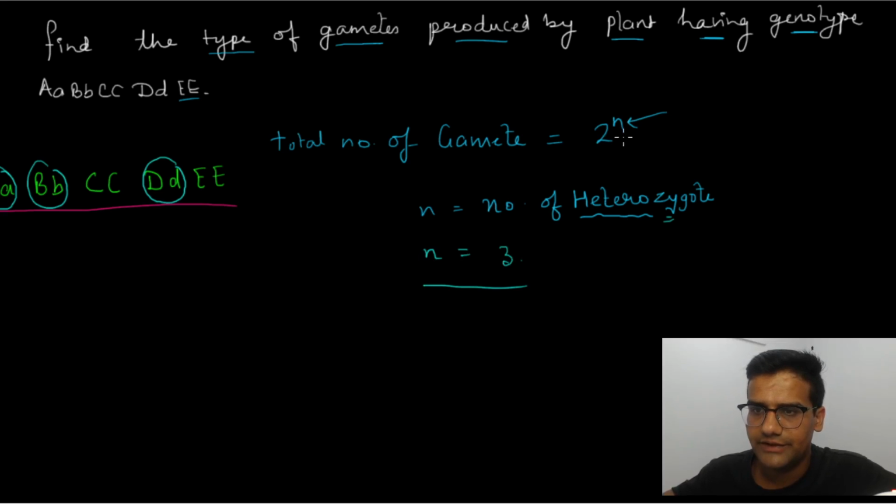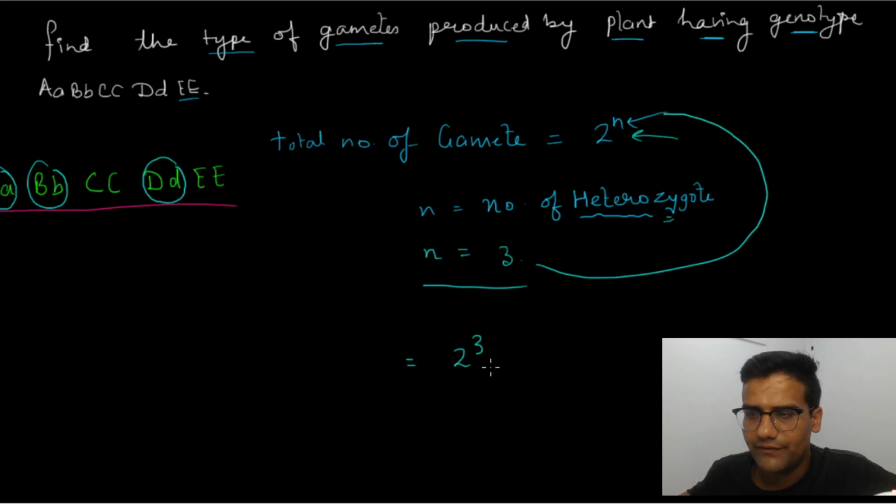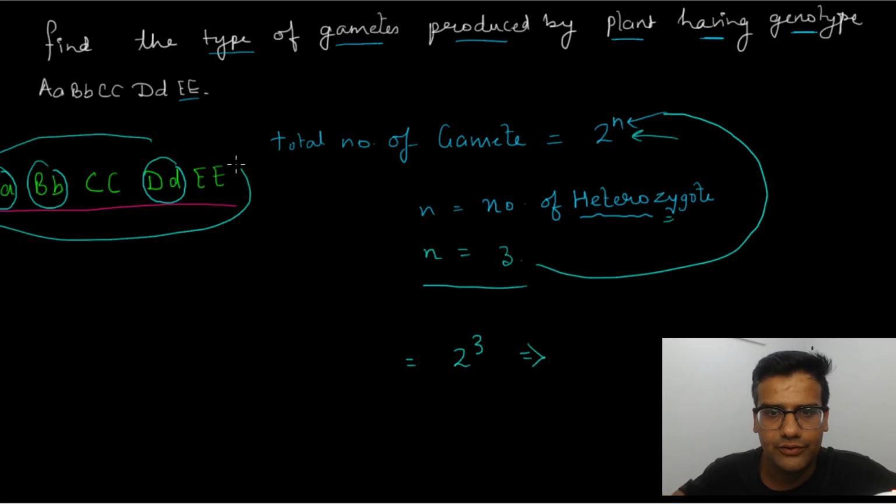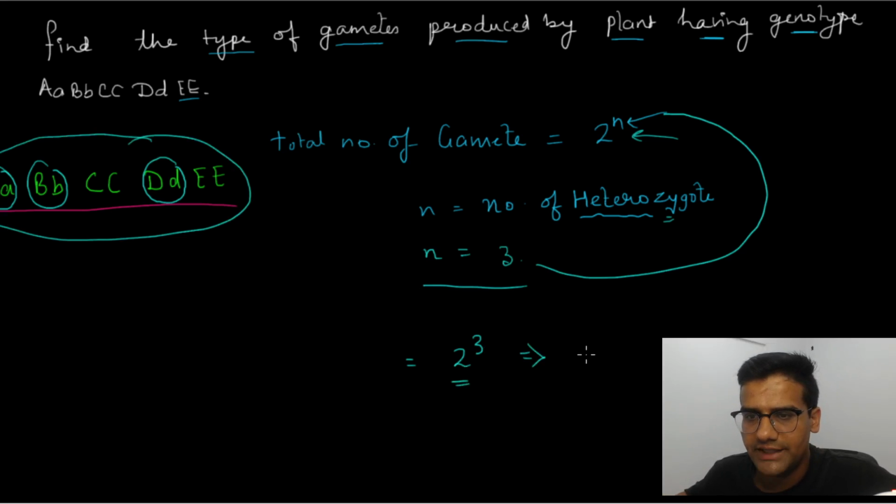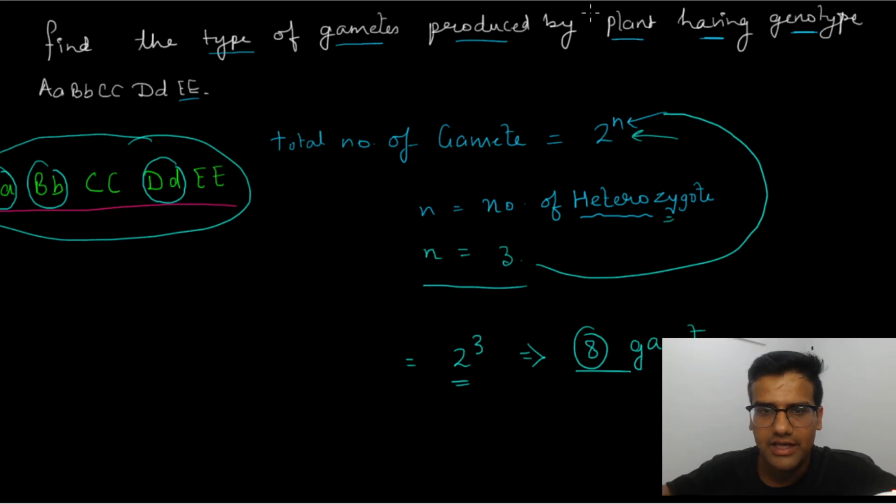Simply put this value in the formula. With n equal to 3, the total number of gametes produced by this genotype would be 2 to the power 3. That means the total number of different types of gametes produced will be 8 gametes. Similarly, you can calculate the total number of different gametes for any particular genotype.